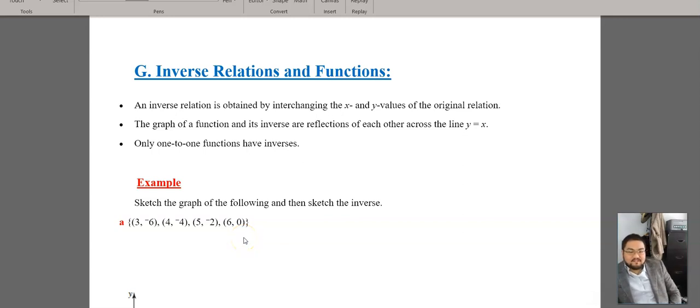Alright, so inverse functions. What we have here is a new idea that functions can be reflected along a particular axis. In this case, we'll find out what the axis is in a moment. Let's read through this. An inverse relation is obtained by exchanging the x and y values of the original relation. The graph of the function and its inverse are reflections of each other across the line y equals x. Only one-to-one functions have inverses.